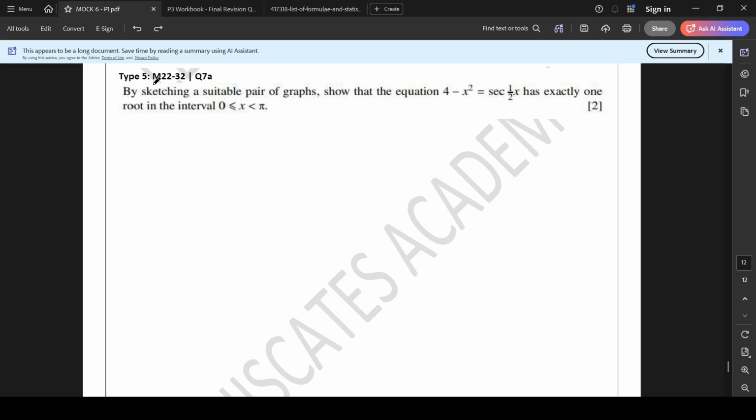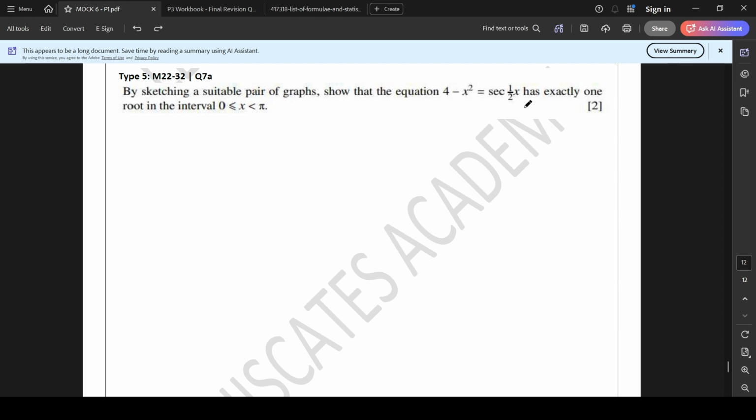So this question is directly coming from Feb March 22, paper 3 variant 2, and this is the first part of that question. The remaining parts were with respect to the numerical solutions, so that is why I'm not involving them in this video. This question is about sketching the graph to show that if I plot this graph and this graph on the same axis, there is exactly one root in the interval of 0 to pi, where pi is not included in the domain.